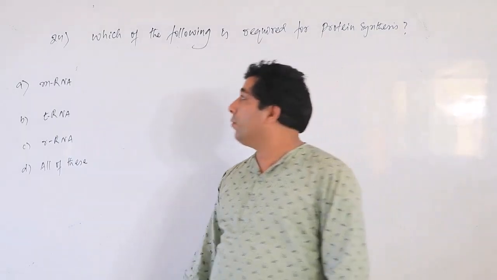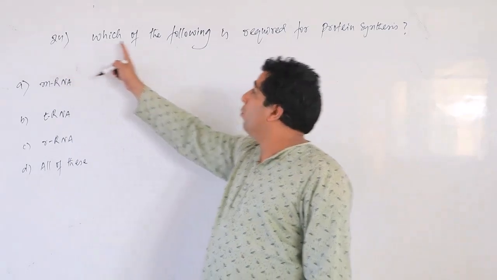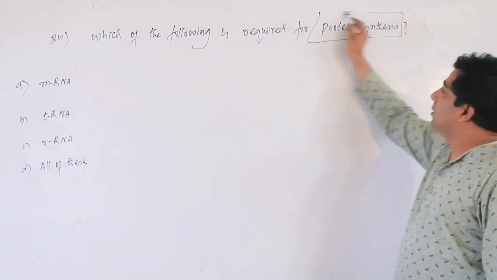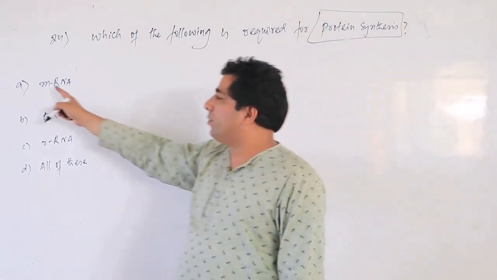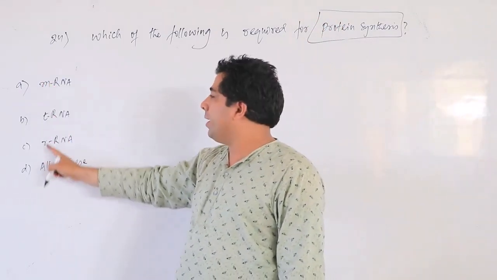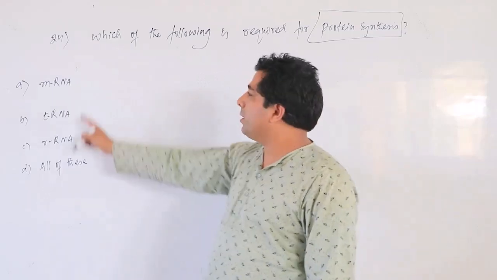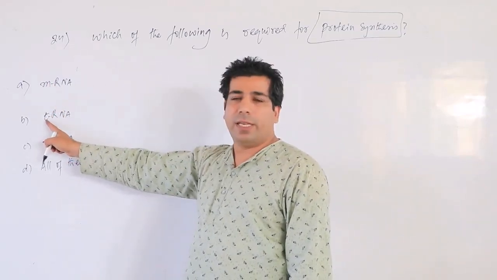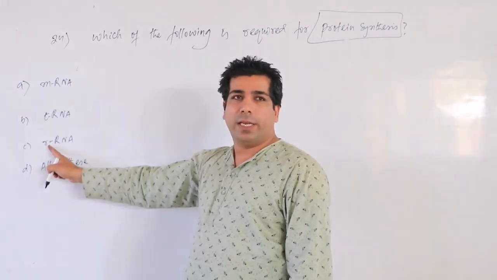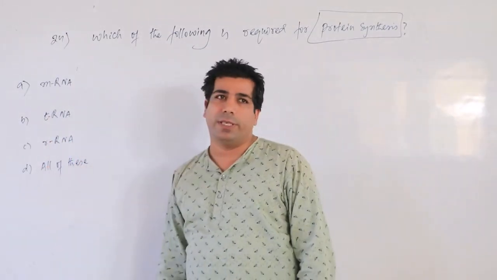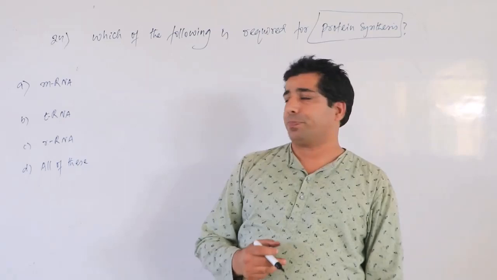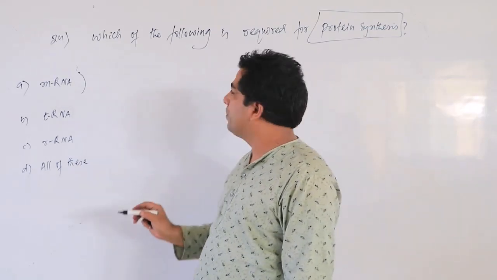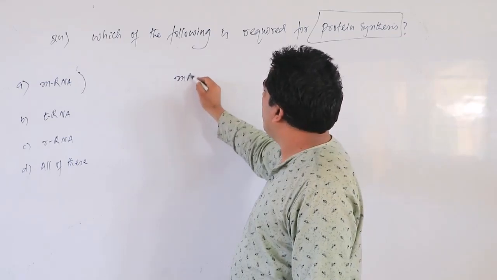Let us go for question number 24. Which of the following is required for protein synthesis? My dear friends, we have first of all mRNA, tRNA and rRNA. You know that mRNA stands for messenger RNA, tRNA for transfer RNA, rRNA for ribosomal RNA, and the last option is all of these. Okay, have a look.